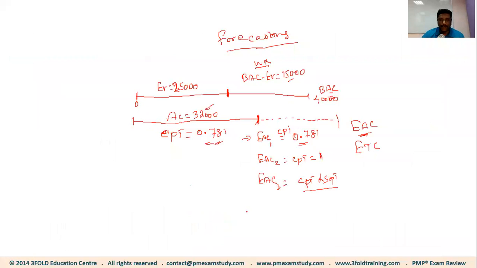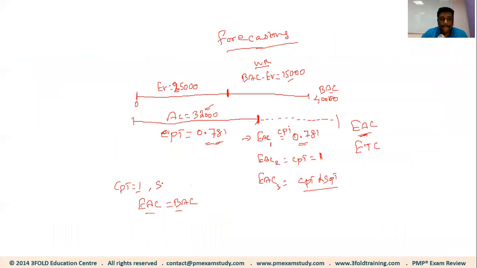For example, let me give a scenario here. Let's say for a particular project, the CPI is 1. What will be the EAC for this project? The EAC will be equal to BAC, because there is no variation. Everything is going as per the plan. So your EAC will be BAC.